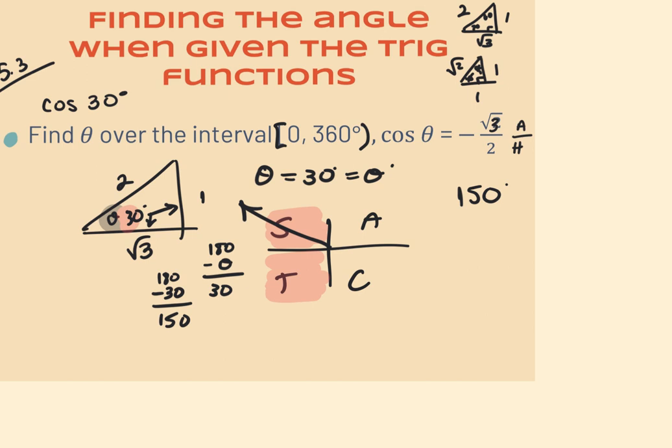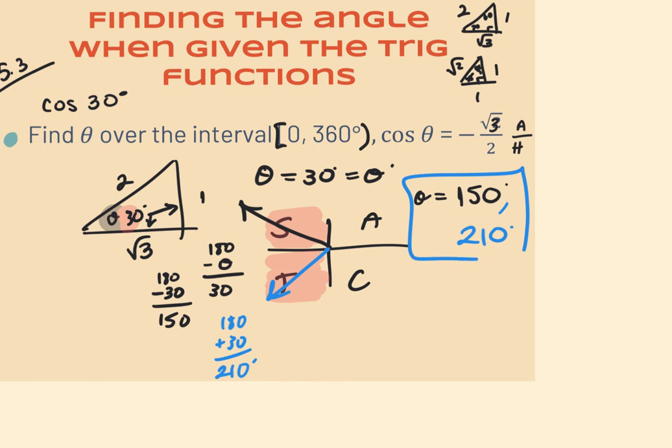Is it T? Tangent? Is what T? The angle we need. No, the angle is 150. So theta is 150. And then the second angle is in the third quadrant. So I'm going to take the 180 and I'm going to add the 30 to it. And I get 210. And that's the other angle. So at those 2 angles, I would have a cosine of negative root 3 over 2.